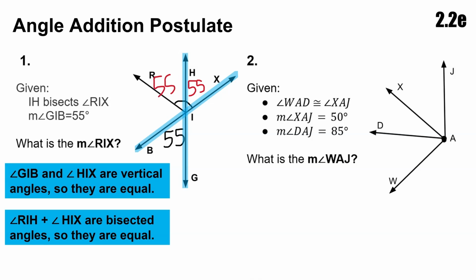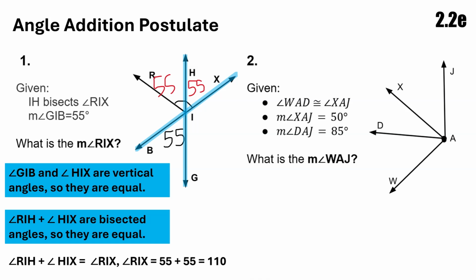And since angles RIH and HIX are bisected angles, they have the same angle measure, meaning angle RIH equals 55. Finally, by angle addition, angle RIH plus angle HIX equals angle RIX. So 55 plus 55 equals angle RIX, and therefore angle RIX equals 110.